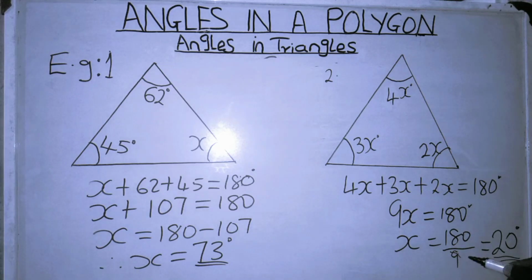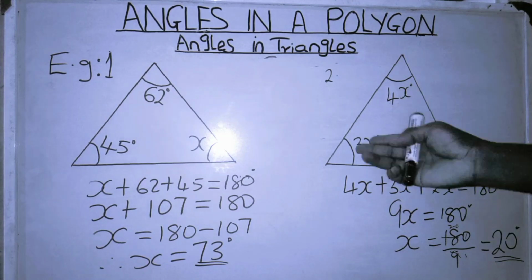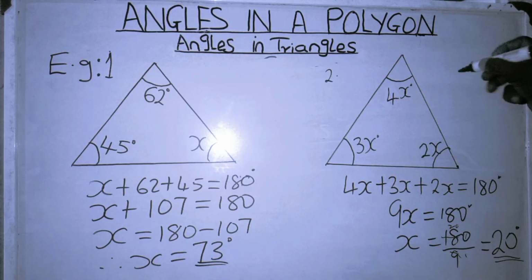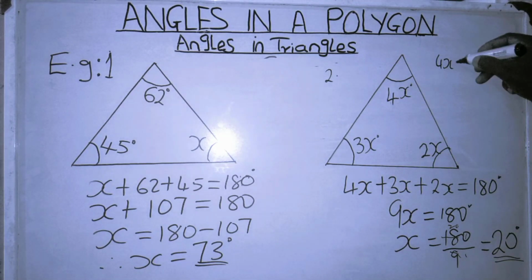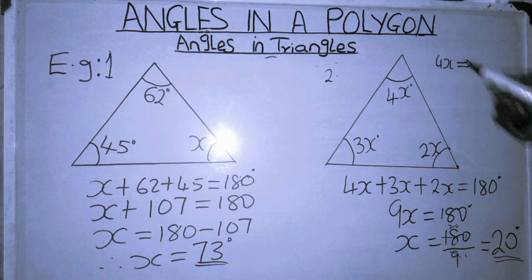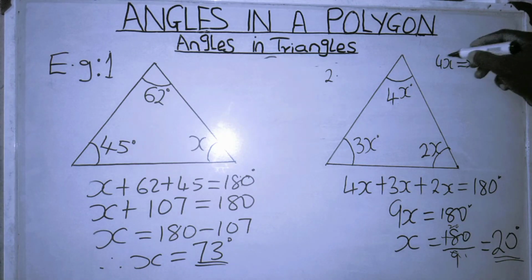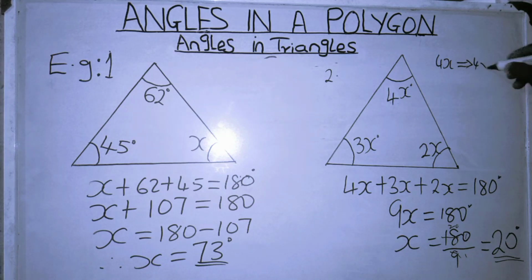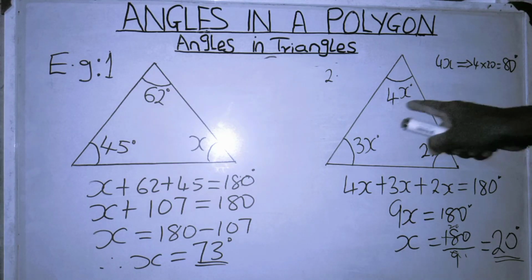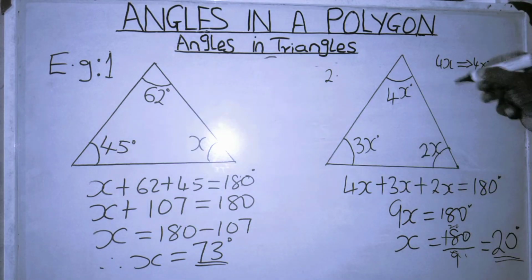Because 9 divided into 1 is 1, 9 divided into 18 will give us 2, then 9 divided into 0 will give us 0. That gives us 20 degrees as the answer. And to know the value of each of these angles, for this particular one we'll say 4x. And remember, we have gotten our x to be 20. It's just like saying 4 times 20, that will give us 80 degrees. That is for this particular angle. Then for this one, that's 3x.